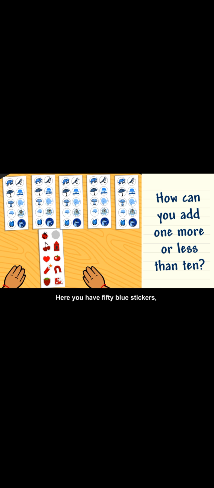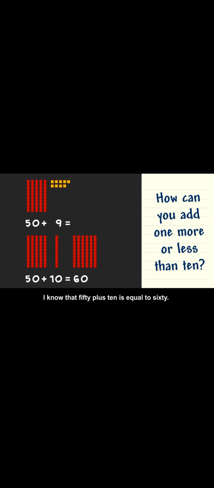Here you have 50 blue stickers and 9 red stickers. How many do you have together? What is 50 plus 9? I know that 50 plus 10 is equal to 60, but we're adding 9, which is one less than 10. So subtract 1 from the sum to find the answer. 50 plus 9 is equal to 59.